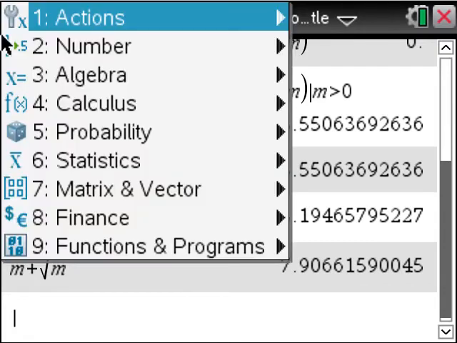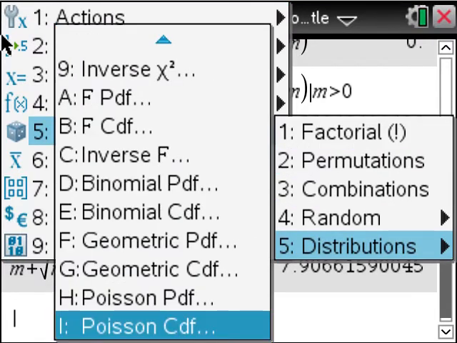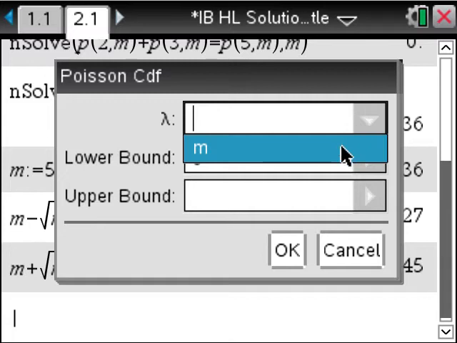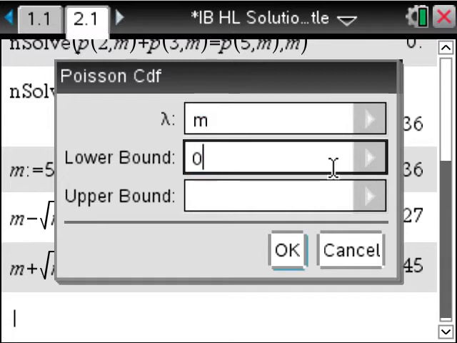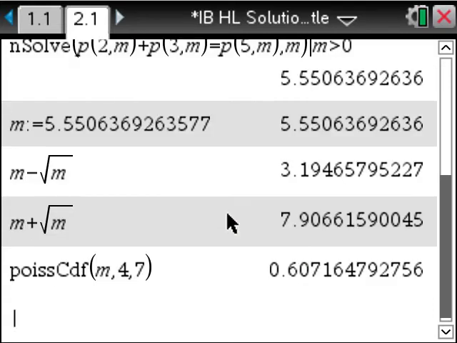So now we can go to the Poisson distribution. I'll do menu, probability, distributions, Poisson CDF. For the parameter of mu, I can just use m as it's there. The lower bound is 4, as we've just discussed. The upper bound is 7, and we get the value of 0.607 without any rounding errors. We're done.